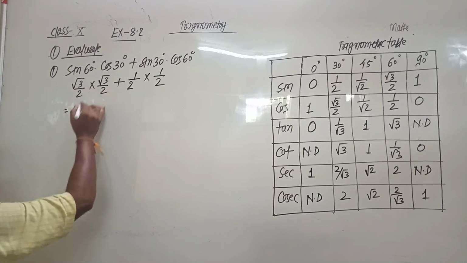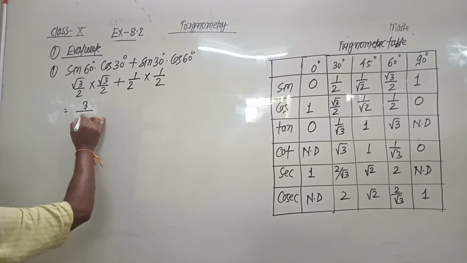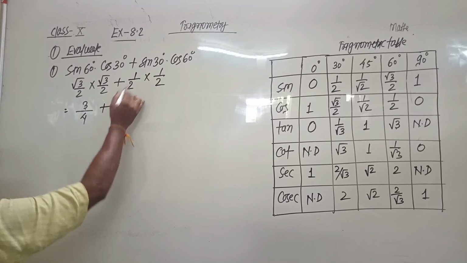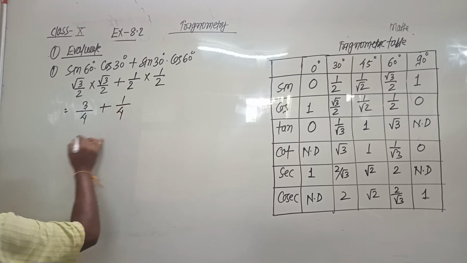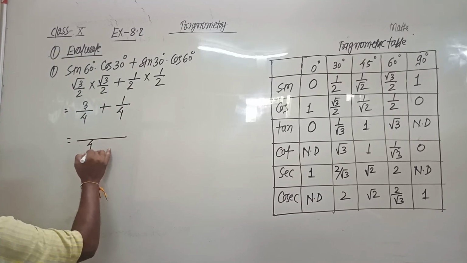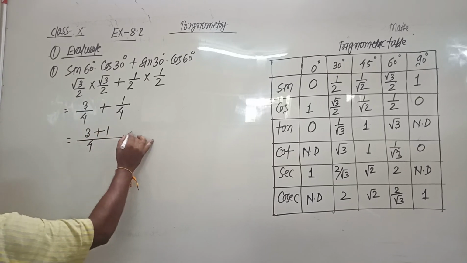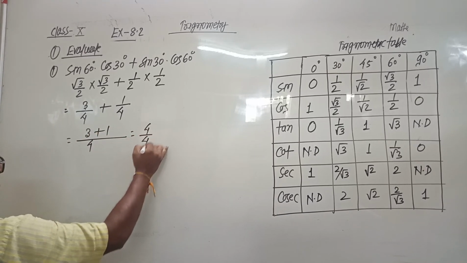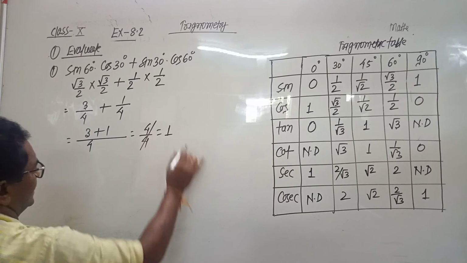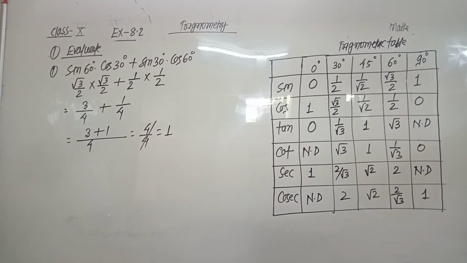Solve this. Root 3 into root 3 is 3, 2 into 2 is 4. Plus 1 multiplied by 1, 2 into 2, 4. Taking LCM 4, we get 3 plus 1, which is 4 by 4. It gets cancelled and the result comes to be 1. 1 is our answer. Next question.